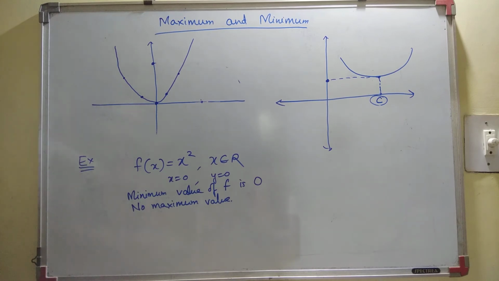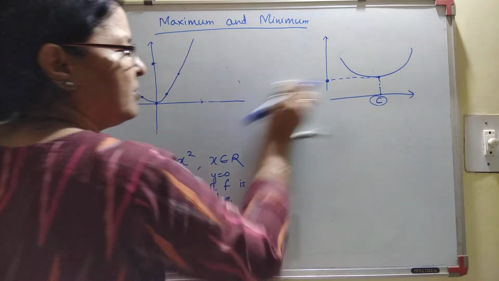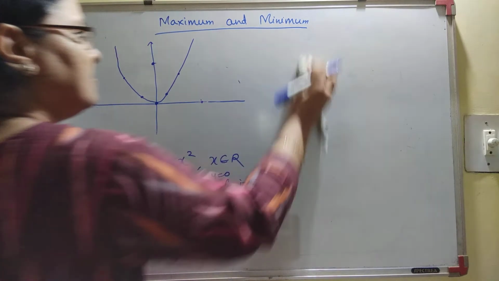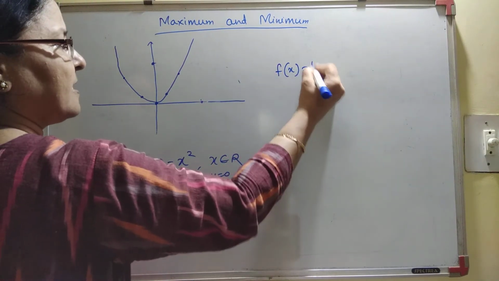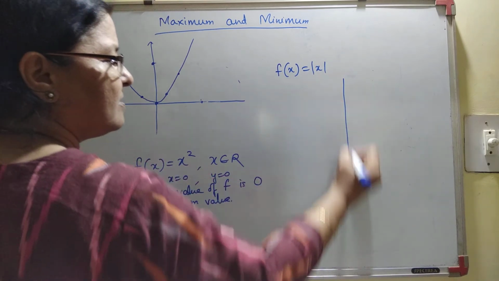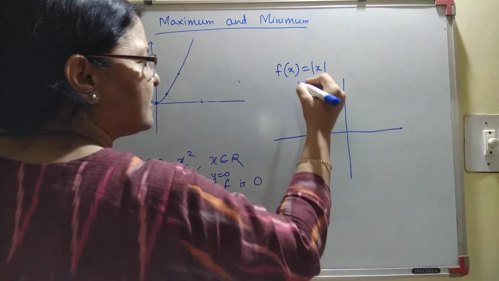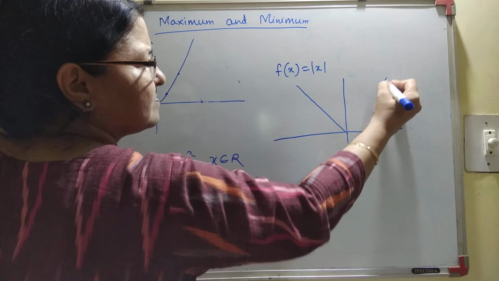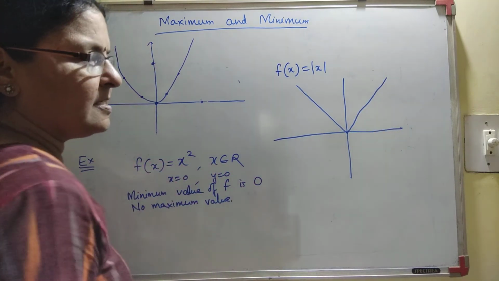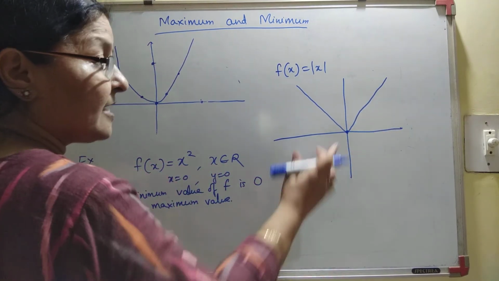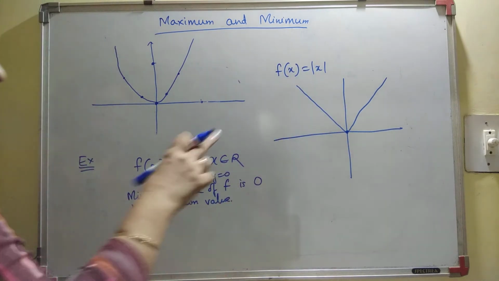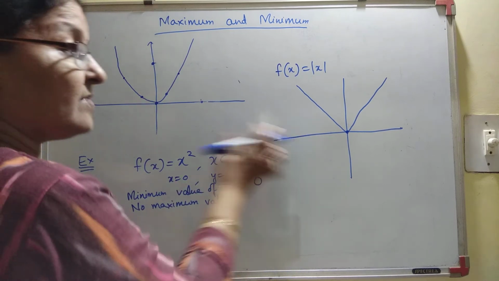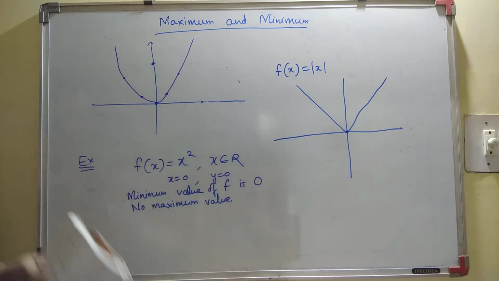Suppose I am doing modulus x. What is the graph of modulus x? If my f of x equals modulus x, the graph is this. Correct? This is modulus x. So again the same: minimum value 0, no maximum value. So this way you can decide. These graphs we have already done in grade 11, so you can do it that way.